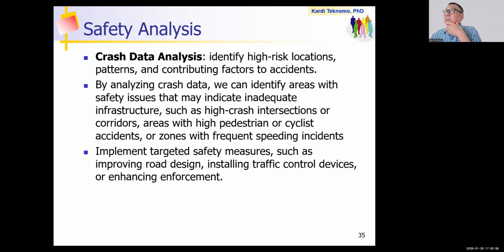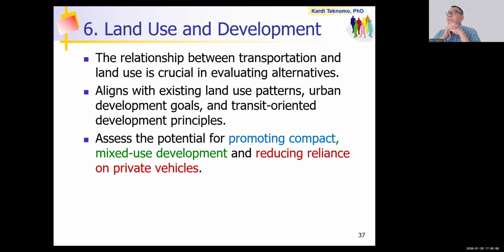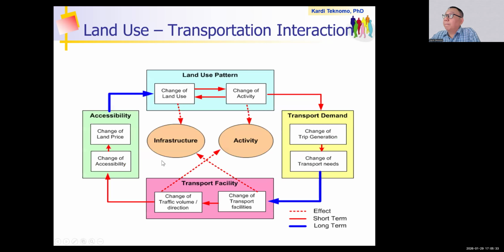So now one important relation between transportation and land use. This is very important to promote compact and mixed land use development. This is our goal, and to reduce reliance on private vehicles. So this is the feedback loop framework, what is called land use transportation interaction.